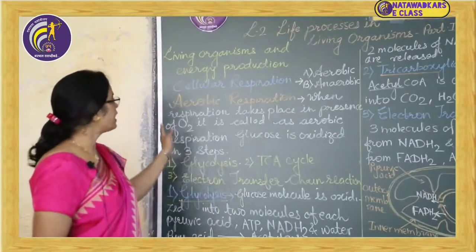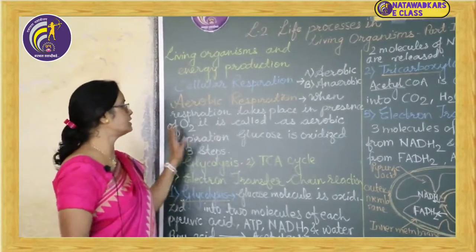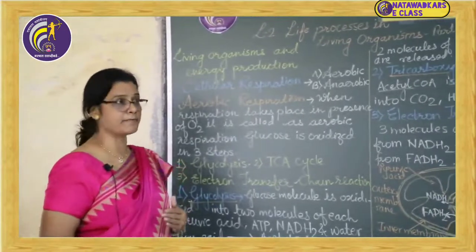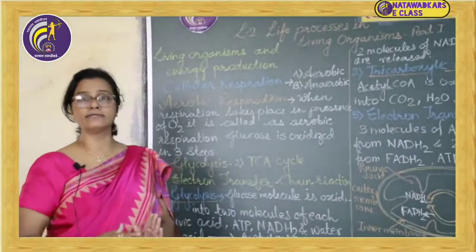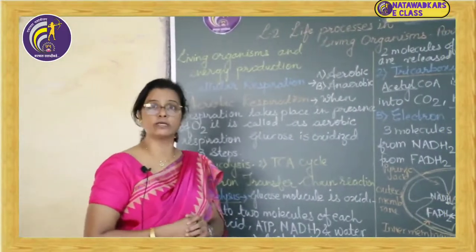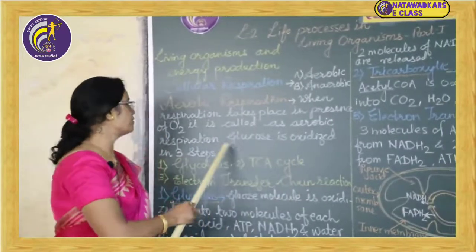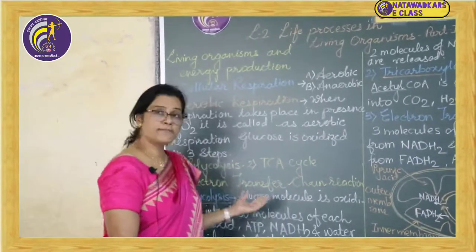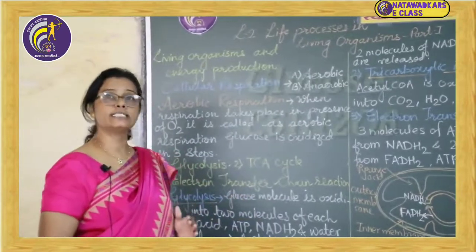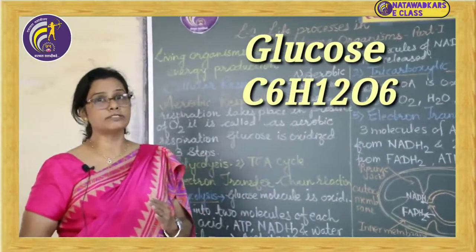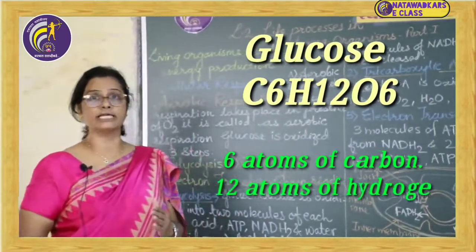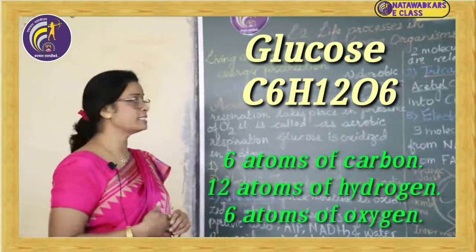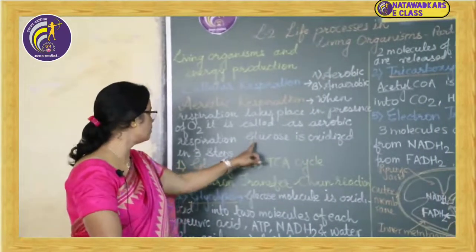We all know that aerobic respiration takes place in the presence of oxygen, and in our body, whatever food we take in the form of carbohydrates, when carbohydrates are broken down, they are converted into simple sugars. Glucose, which is produced, is oxidized in 3 steps. So, what is the formula of glucose? It is C6H12O6, meaning it has 6 atoms of carbon, 12 atoms of hydrogen and 6 atoms of oxygen. C6H12O6 is the molecular formula of glucose.